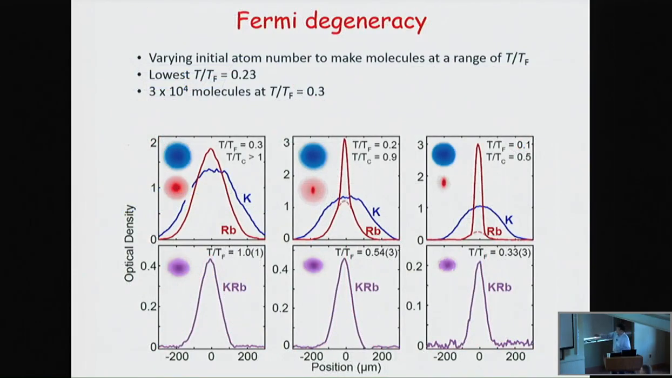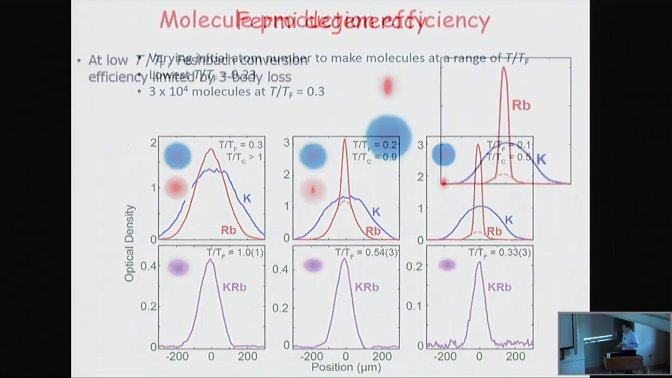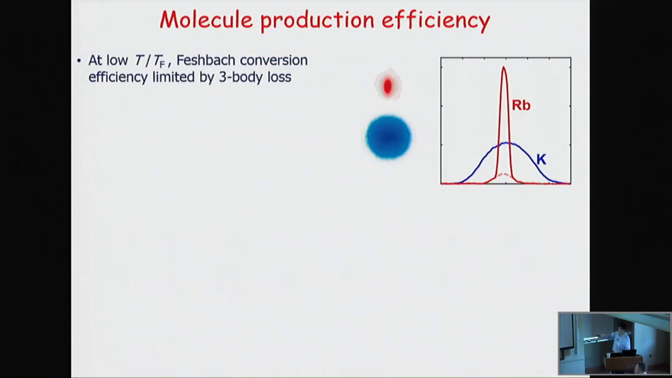So with that, you can actually immediately create KRb molecules with a range of T over TF. The KRb molecule will be a fermion because you're pairing up a boson with a fermion. The lowest temperature for KRb Fermi gas is at 0.2 or so. And we can actually create 30,000 molecules at a T over TF of 0.3 or 100,000 molecules at a T over TF of 1.0. And so these are a large number of molecules we create. And all of that is because of this factor of 3 or 4 gain in phase space density for each species.